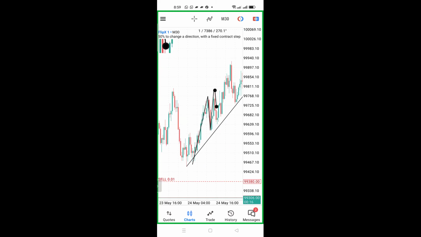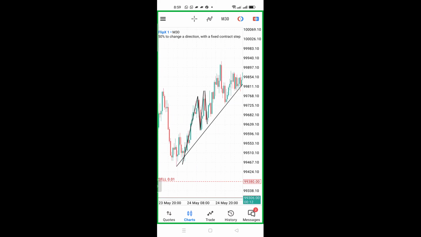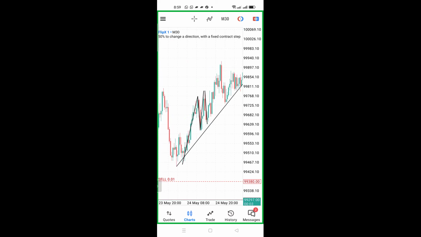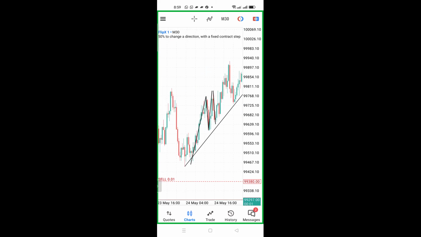This guy is actually creating higher highs and higher lows. Right? So this is a high and this is a low. This is another high, but this high is higher than this previous high, so that makes it a higher high. Now this is a low, this is another low. This low is higher than this previous low, so this is a higher low.